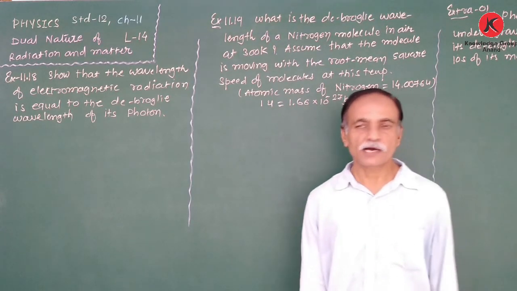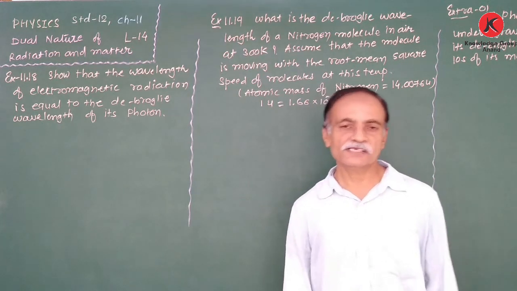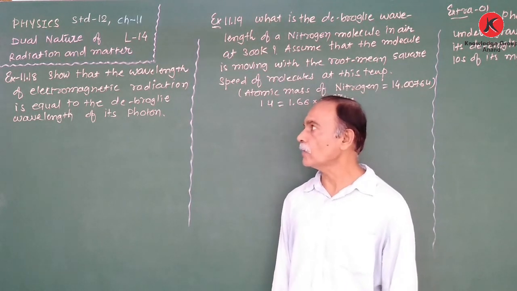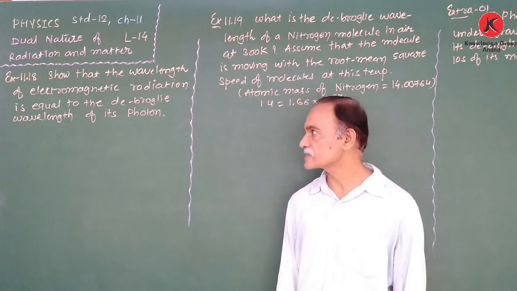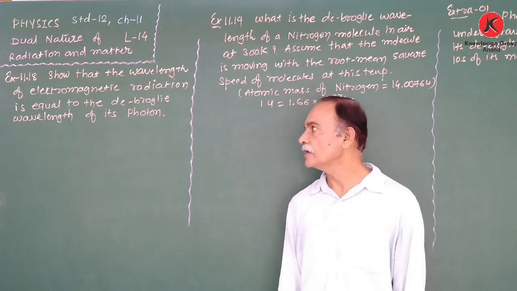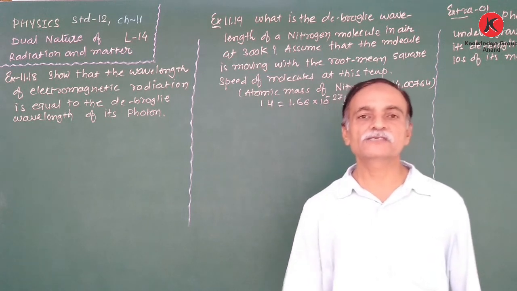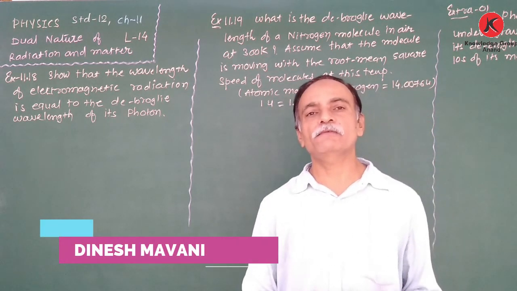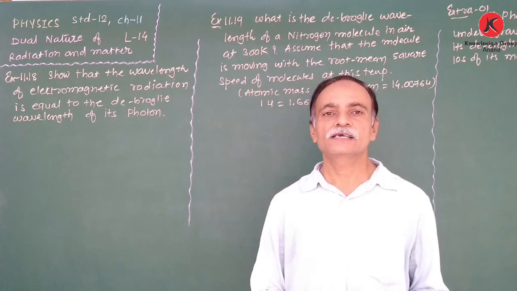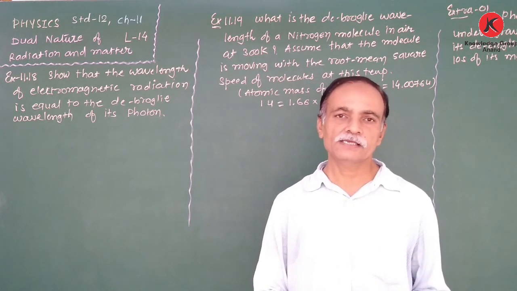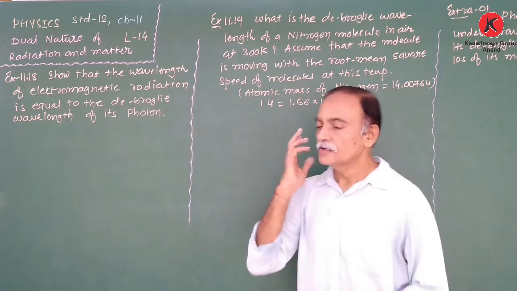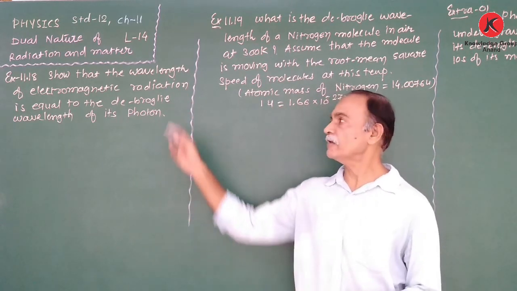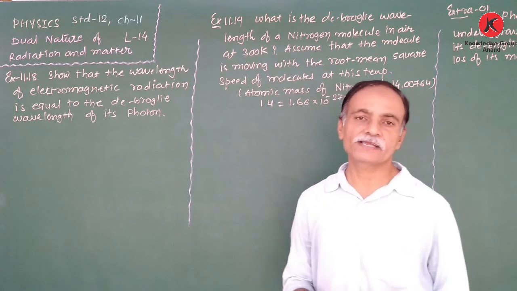Good morning, friends. Now, the next numerical of exercise 11.18: show that the wavelength of electromagnetic radiation is equal to the de Broglie wavelength of its photon. We know that the de Broglie wavelength of a photon is lambda equal to h upon p. Now here we have to prove that this wavelength is the same as the wavelength of electromagnetic radiation.